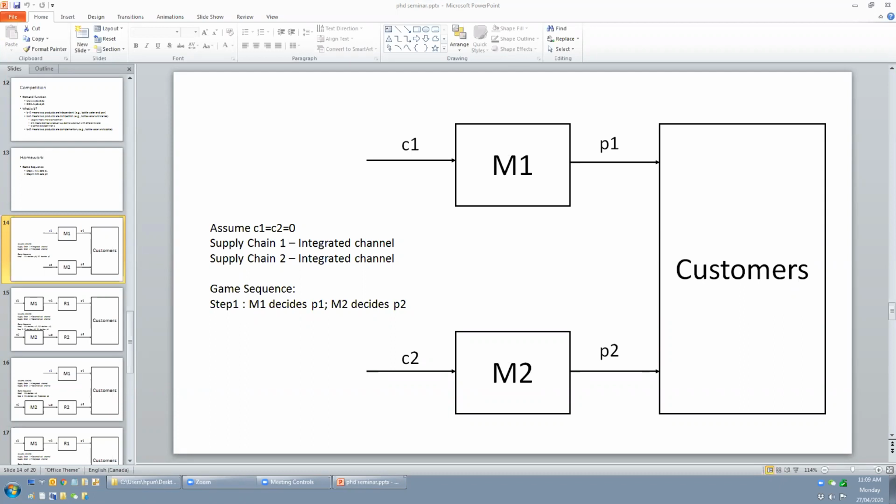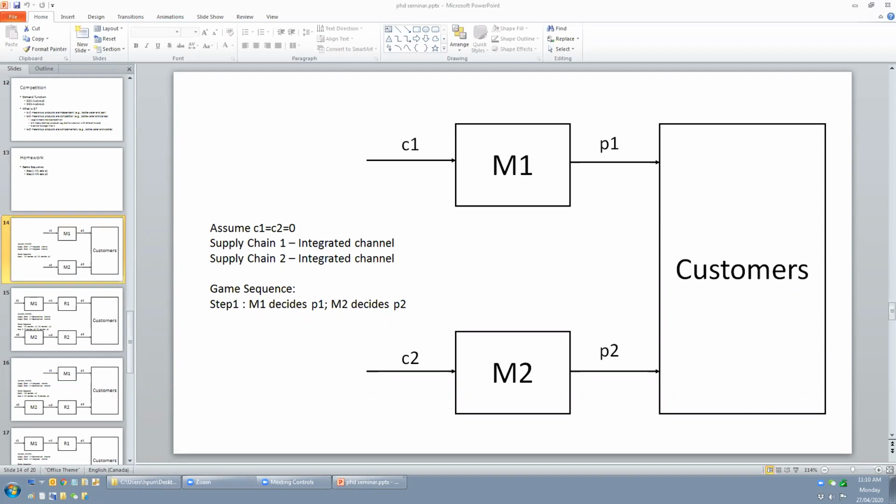So remember that two classes ago, okay, not last class, but two classes ago, we considered competition. So there are two manufacturers, M1 and M2, and they decide on the price to compete for the customers. And then we have supply chain number 1, which consists of just M1 with an integrated channel. That means the distributor and the retailer all belong to M1.